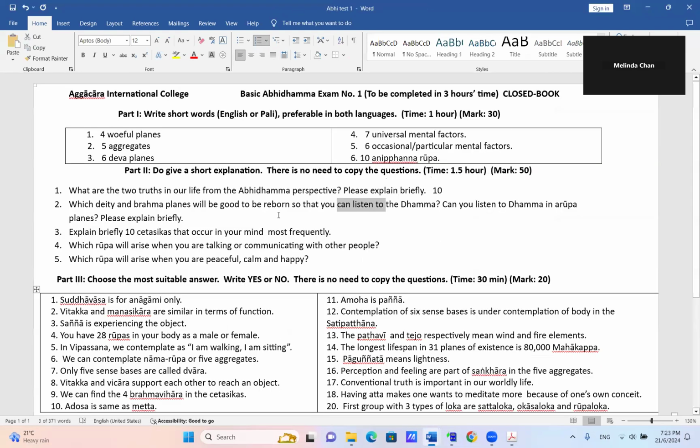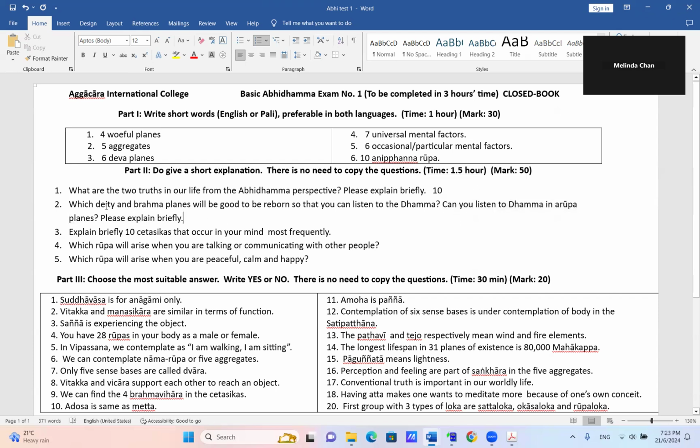Right? So this question, I was looking for the answer like deity, and you can give some explanation of Brahma world, which is the best, like Sudavasa. Your short answer will be nice, Sudavasa. And also the question, I think most of you get it right. Can you listen to Dhamma in Arupa plane? Most of you say no because Arupa have no body, cannot listen Dhamma. So most of you can get this right, no problem.